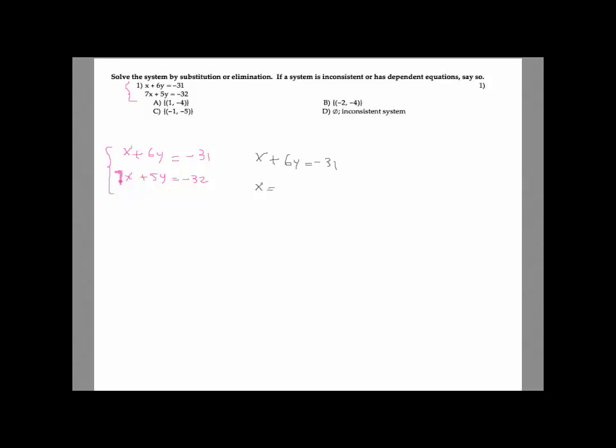So x would be equal to, if I subtract 6y from both sides of the equation, that's what I get, right? And you substitute that into the second equation for x. So that would be 7 times (minus 6y minus 31) plus 5y is equal to negative 32. And then you just solve for y. Once you find y, you plug it back into here, you solve for x.